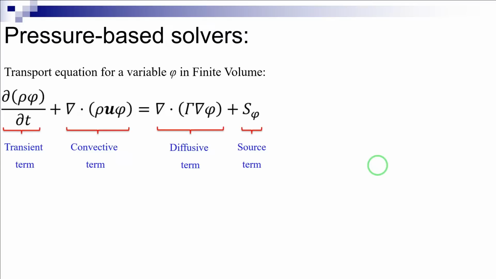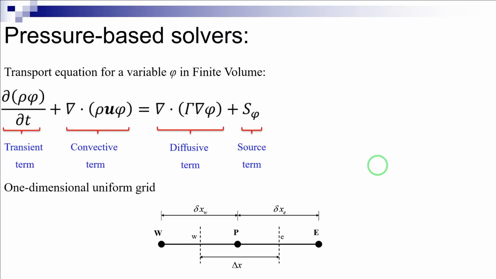So as we are considering the one-dimensional case, we will use this one-dimensional uniform grid over which the transport equation for the variable phi will be discretized. Here, uppercase W, P, and E indicate the centers of the western, central, and eastern control volumes respectively. The west side face of the central control volume is referred to by the lowercase w, and the east side face of the central control volume by the lowercase e.